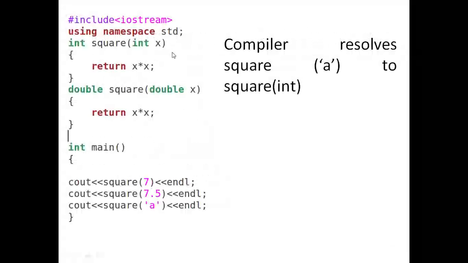Similarly, for example, consider the code where I have two square functions. One takes an integer parameter, another one takes a double parameter. When I am calling with 7, this is an integer, so this version will be invoked. This is 7.5, this version will be invoked. But when I give 'a' as the input, there is no data type matching char, isn't it? But automatically this character will be promoted to integer and this function will be called. That is what will happen.